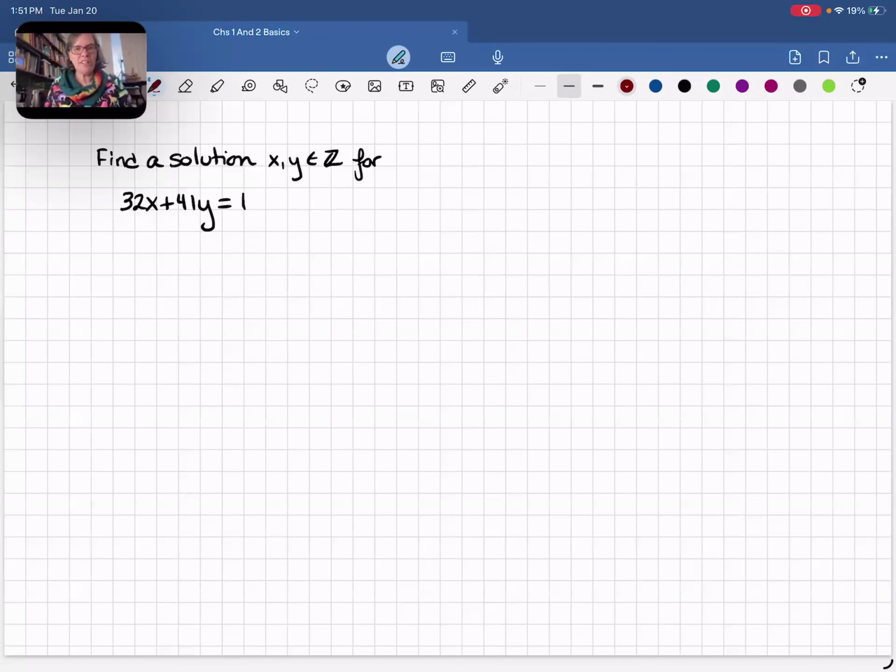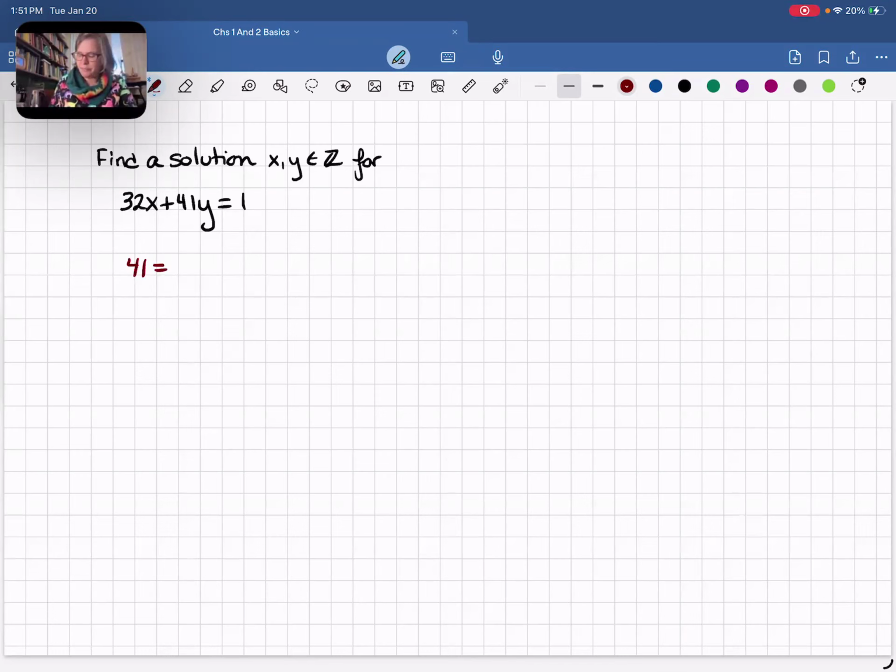All right, we're going to do this example. Find a solution x and y in the integers for the equation 32x plus 41y equals 1. Okay, so 1 is the GCD of 32 and 41. I can realize that in a moment because I can notice that 41 is prime, so it doesn't have any factors other than 1 and itself. But to do the extended Euclidean algorithm, I have to start with the standard Euclidean algorithm. So even though I already can see that the GCD is 1, I have to use the Euclidean algorithm here. So I'll start with the Euclidean algorithm.